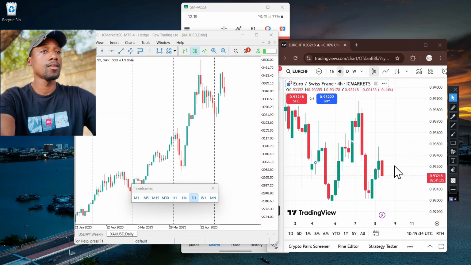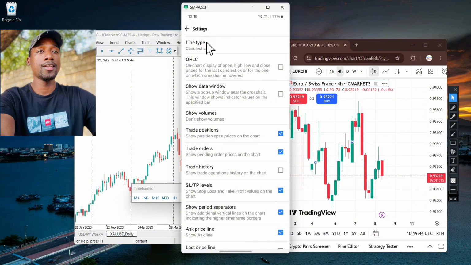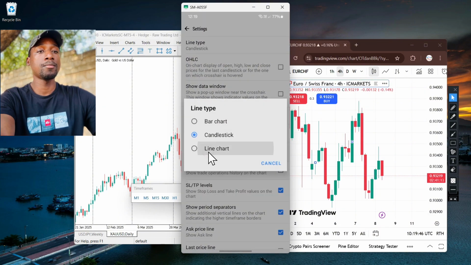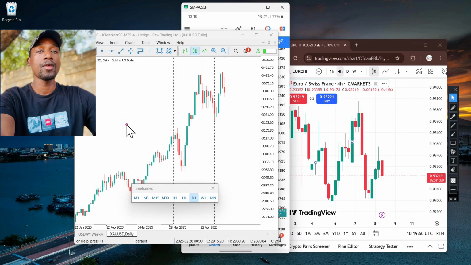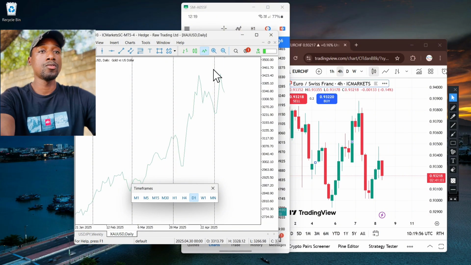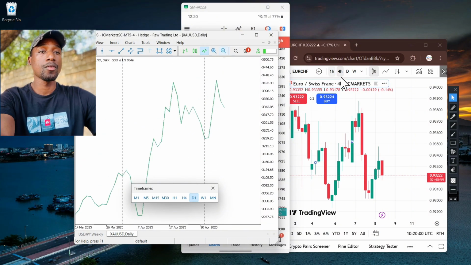amazing chart that we can use. You just go to chart settings. Let's remove the crosshair. You just tap on an empty space, go to settings, and change the line type to the line bar so that you can see this. If we change here to line chart, here's our line chart, and you'll be able to see very well that we have this.